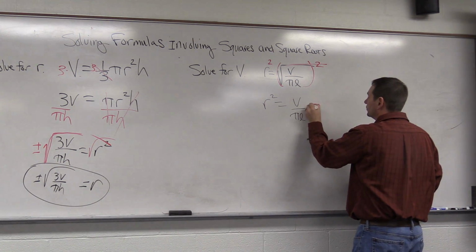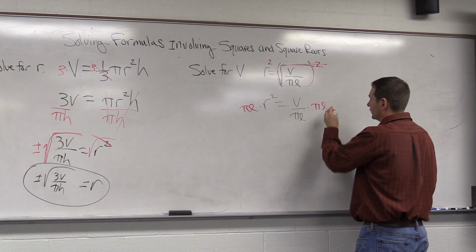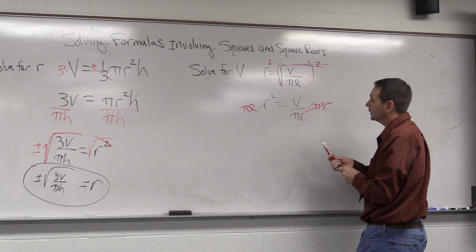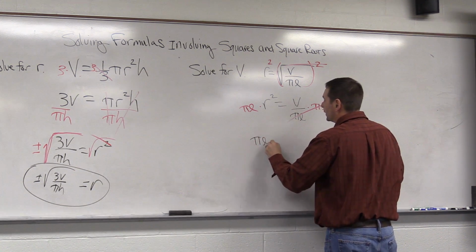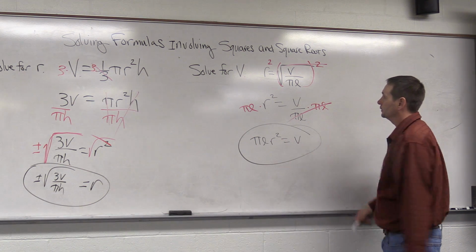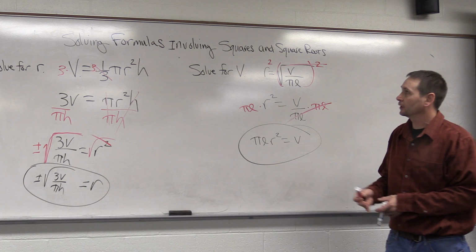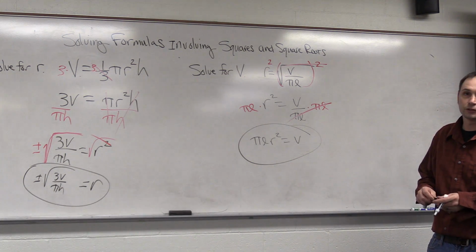Now I'm just going to multiply by pi l to both sides. And you're done. It's that fast. And so I end up with pi l r squared equals v. And you solve for v. So that's the kind of stuff that you're going to see, those two types of solving for formulas with squares and square roots.